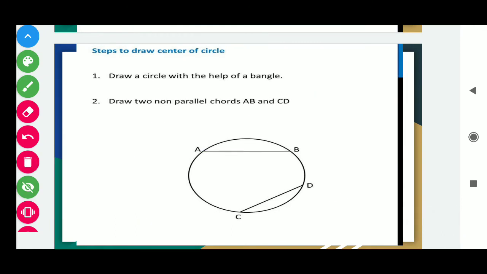Steps to draw the center of a circle. First, draw a circle with the help of a bangle. Draw two non-parallel chords AB and CD. You can draw these two chords anywhere as you wish, but they must be chords. What is a chord? A chord is a line segment joining two points that lie on the circle. So, in this way, we have made AB and CD, two chords.